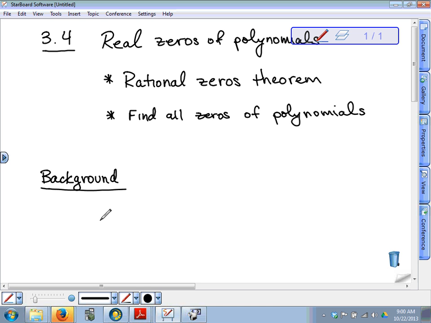Let's consider that last problem we just barely finished. It was x to the third minus 7x plus 6. x to the third minus 7x plus 6. We were able to factor it.